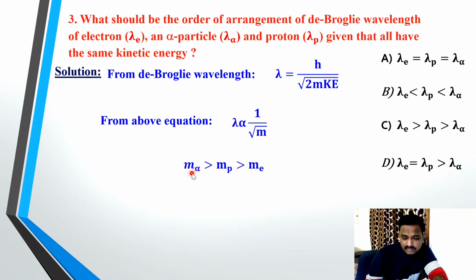We know that the mass of alpha particle is greater than the mass of proton, and the mass of proton is greater than the mass of electron. So from this we can write wavelength of electron greater than wavelength of proton, and wavelength of proton is greater than wavelength of alpha. Why? Because here we got the relation lambda is inversely proportional to root over m. So the one having less mass has more wavelength. So we got wavelength of electron greater than wavelength of proton, and wavelength of proton greater than wavelength of alpha particle. So from the given options, option C is the answer.